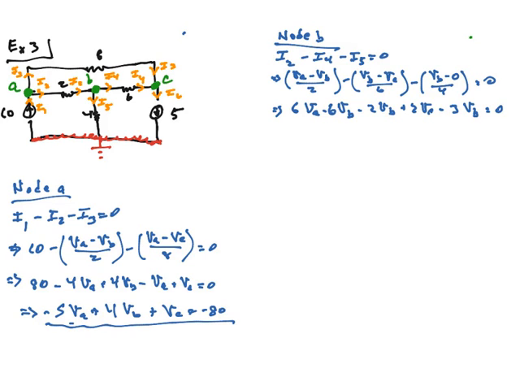All right, as before, standard form. So I have 6VA minus 6VB minus 2VB minus 3VB is minus 11VB. And plus 2VC is equal to 0. So there is the equation for node B.